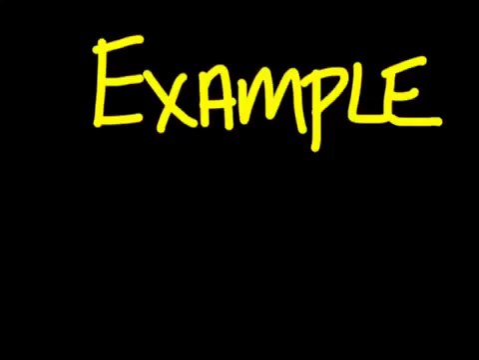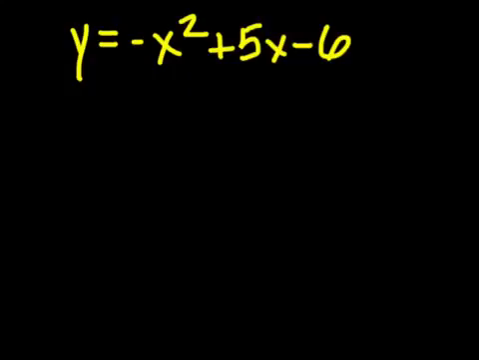Factorable? No. So none of them are factorable. Here's the first example. For the first example, you have to go through your checklist of items that you can do to get the zeros. The first one is to try to factor it. If you can't factor it, then you have to try the quadratic formula.